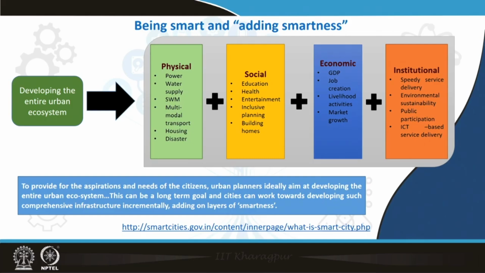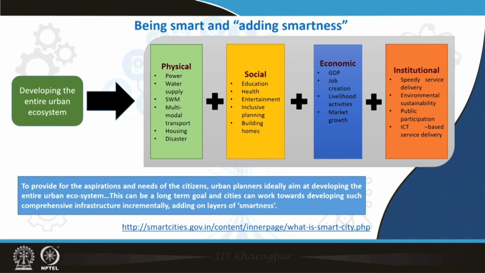Now, this Smart City Mission, the Smart City program, again if you go to the official site, you can just access this site and you will find that, at least officially, it claims that it is interested to develop the entire urban ecosystem. This is something which is said on the website. This announcement has been made that if urban development has to be targeted, then urban has to be understood as an entire urban ecosystem consisting of physical, social, economic and institutional components. So, all these issues need to be targeted concurrently in order to cater to the integrated needs of the complex urban ecosystem. If you see this quote, the official site says that to provide for the aspirations and needs of the citizens, urban planners ideally aim at developing the entire urban ecosystem.